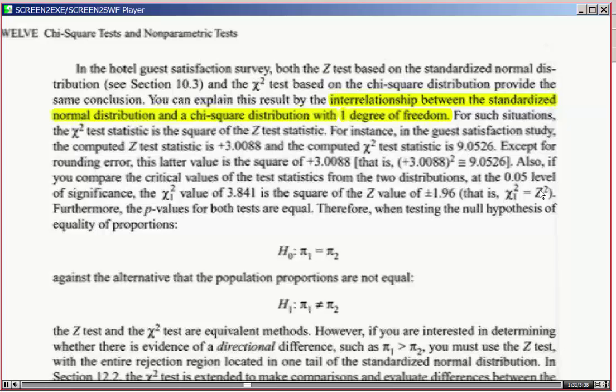For instance, in the guest satisfaction study, the computed z-test statistic is plus 3.008 and the computed chi-square is 9.0526. Except for rounding error, this latter value is the square of 3.008.